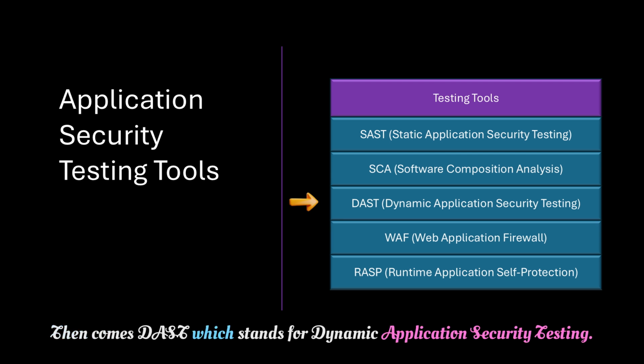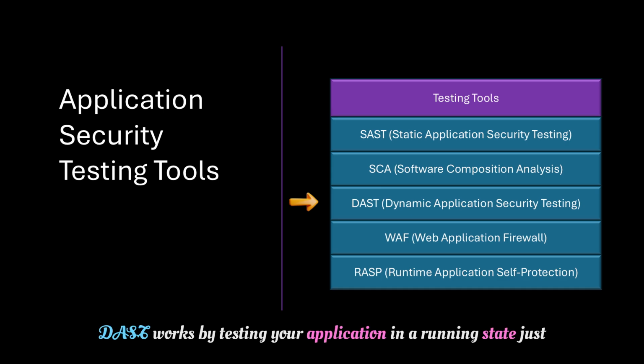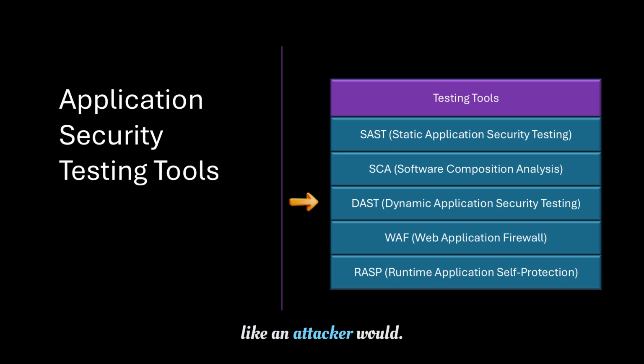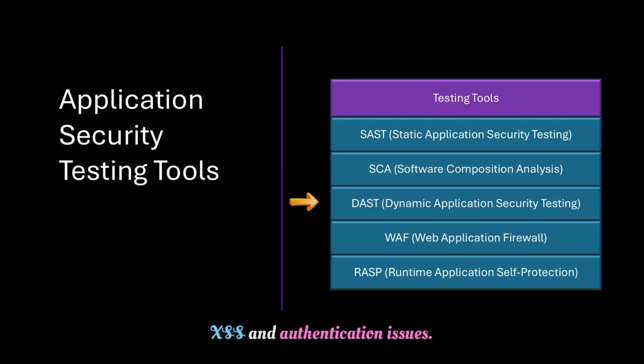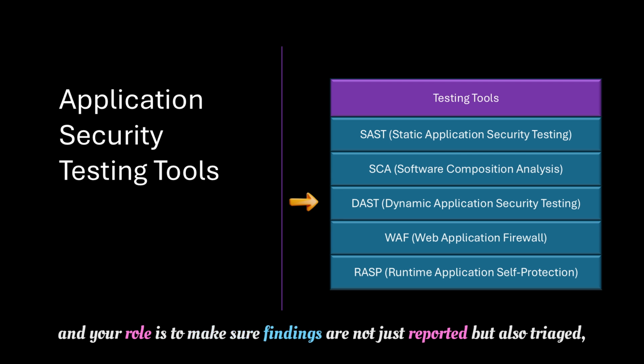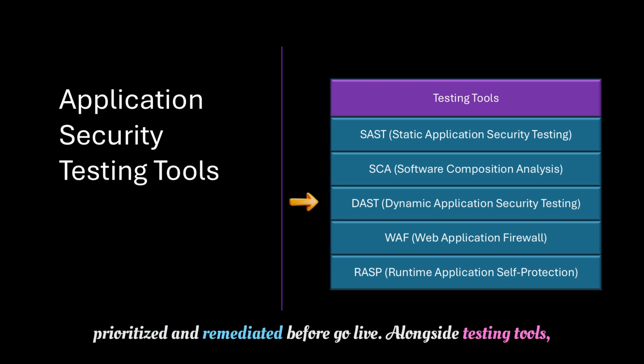Then comes DAST, which stands for Dynamic Application Security Testing. DAST works by testing your application in a running state, just like an attacker would. It probes for flaws such as SQL injection, cross-site scripting, XSS, and authentication issues. You want your teams running DAST in staging or pre-production environments before each release, and your role is to make sure findings are not just reported but also triaged, prioritized, and remediated before go live.